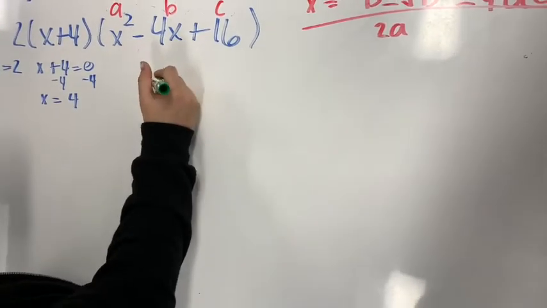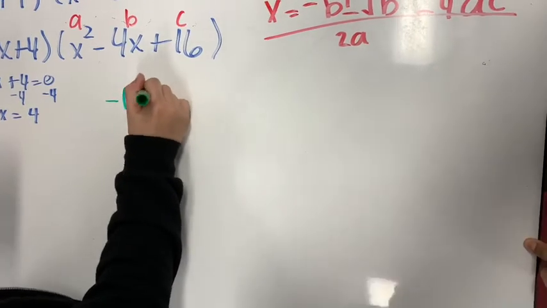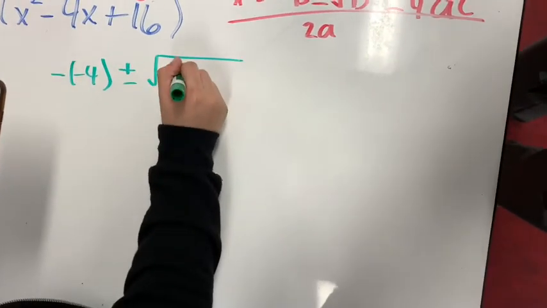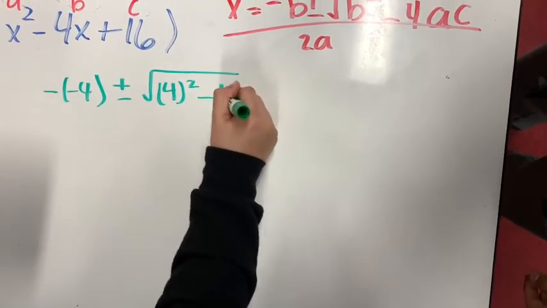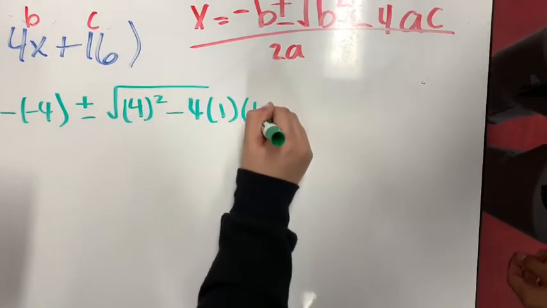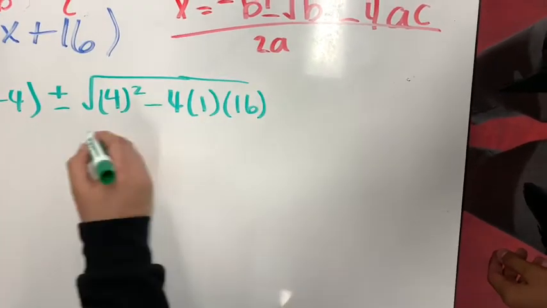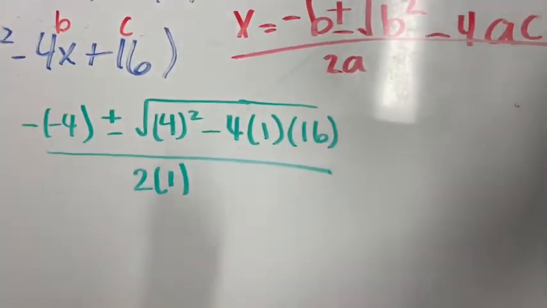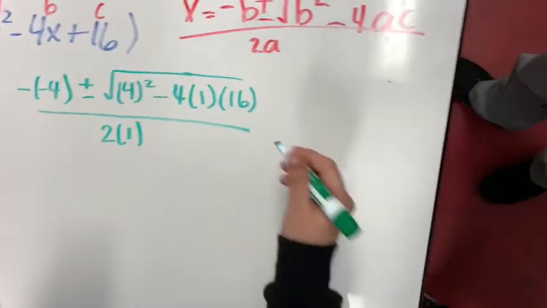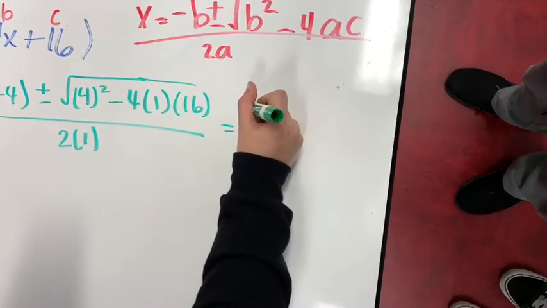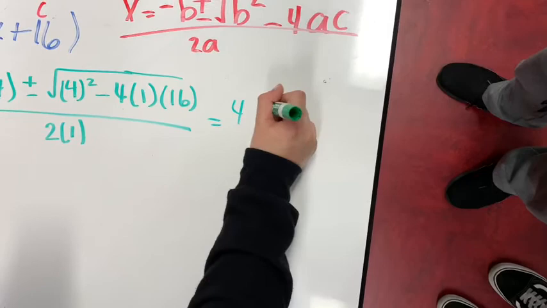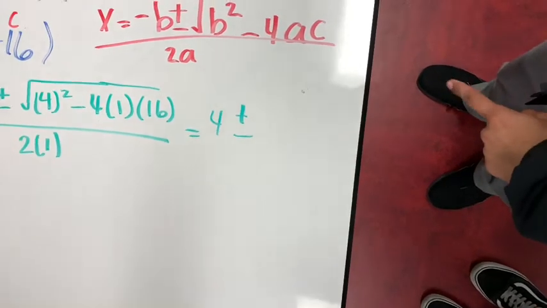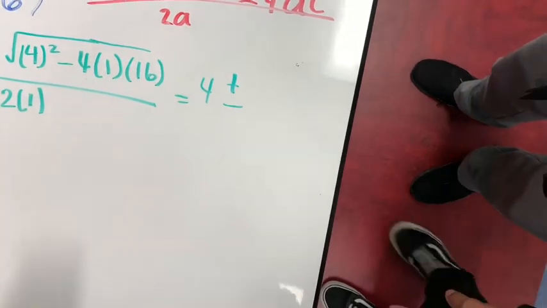We are now plugging in a, b, and c, which is listed from above, a being 1, b being negative 4, and c being 16. So after we plug it in, we should be getting negative parentheses negative 4, plus or minus the square root of 4 squared minus 4 times 1 times 16, divided by 2 times 1. We will now simplify it. We would get 4 plus or minus the square root of. The reason 4 is positive is because a negative times a negative is a positive.